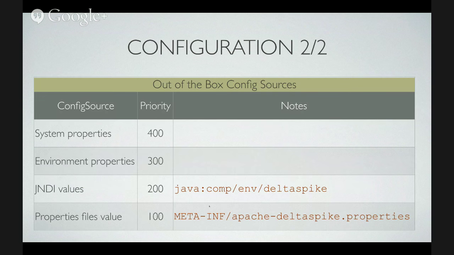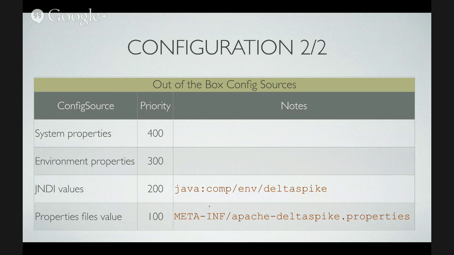The out-of-the-box config sources are the system properties, so we are going to look in your system properties, and the environment properties, so all the configuration you put in when you launched your JVM. You also have a way to look in JNDI, and lastly, you can also look in a property file. By default, it will be the apache-deltaspike.properties file, but you can configure the system to use your own property file for the configuration.